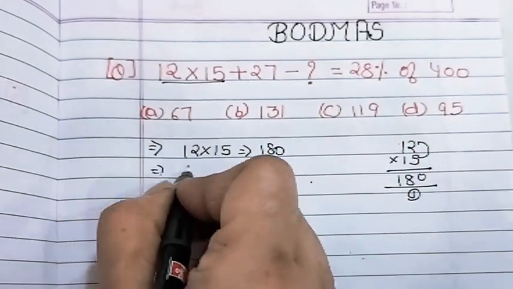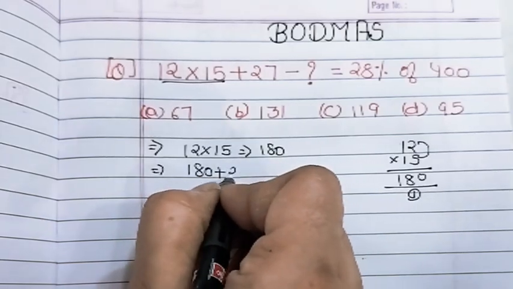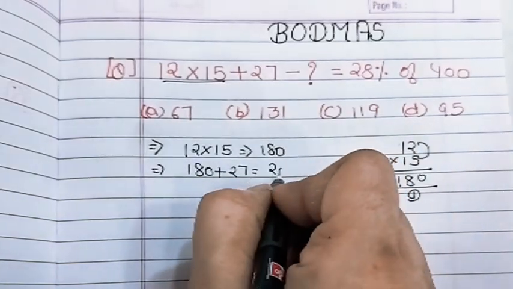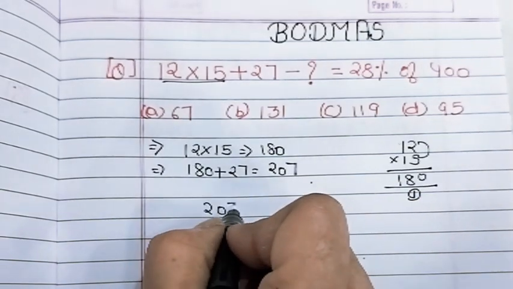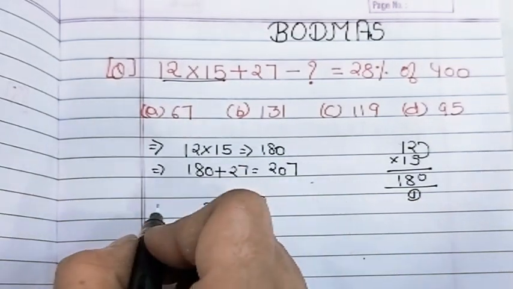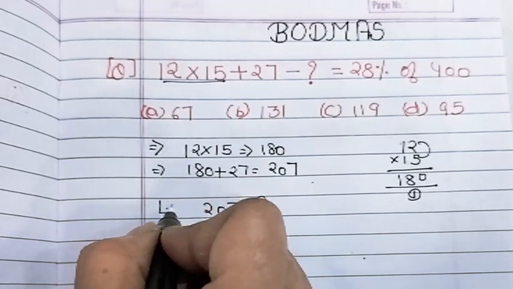So after adding 180 plus 27 you will get 207. So the left hand side is 207 minus question mark. So this is the left hand side.